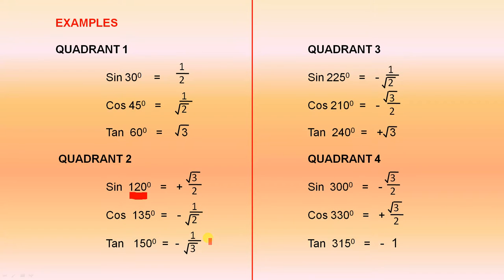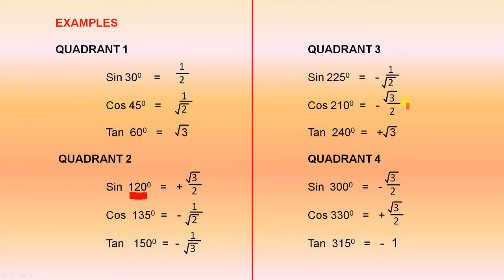The tan of 150, that's 30 degrees short of 180, so it's actually minus tan 30, which is minus 1 over root 3. In quadrant 3, again, we measure from the 180 degree line. The sine of 225, now you can see that that is 45 degrees past the 180 degrees, so it's actually minus the sine of 45, which is minus 1 on root 2.